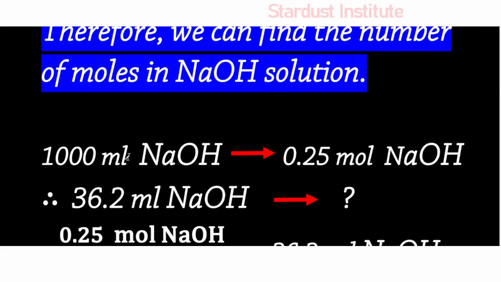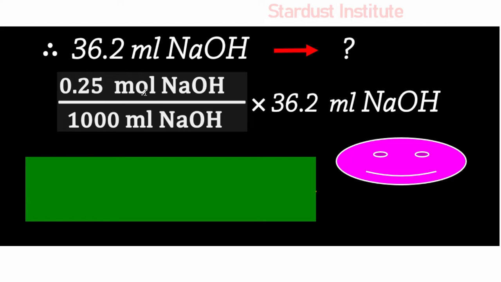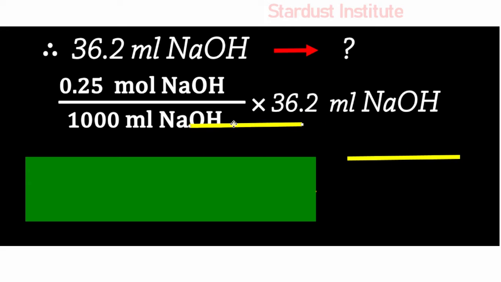In 1000 milliliters of the sodium hydroxide solution, there are 0.25 moles of sodium hydroxide. Therefore, in 36.2 milliliters, we can find the answer this way: 0.25 moles sodium hydroxide divided by 1000 milliliters sodium hydroxide, multiplied by 36.2 milliliters sodium hydroxide. We should cancel out units: milliliter NaOH, milliliter NaOH.